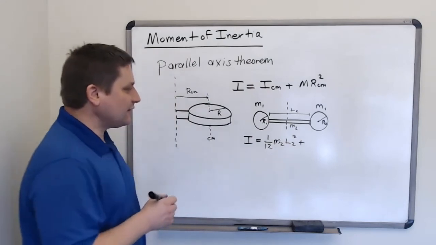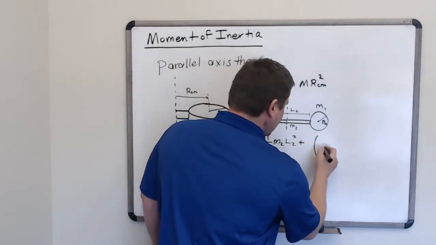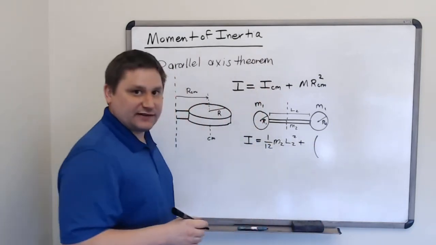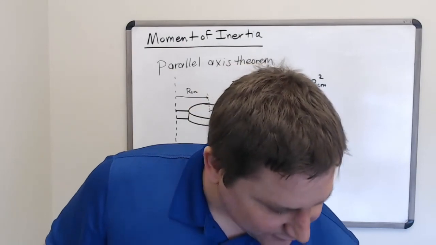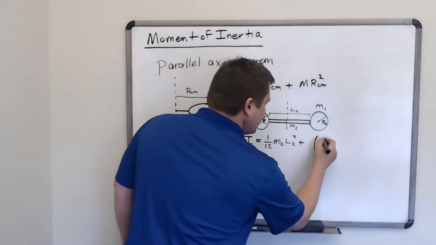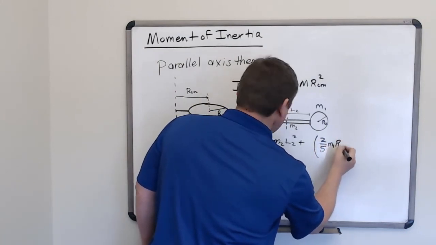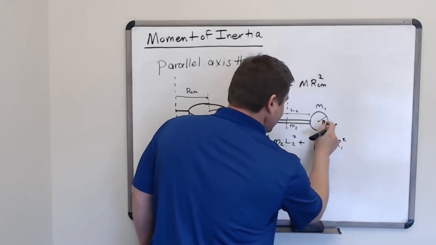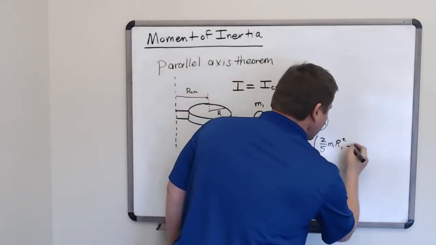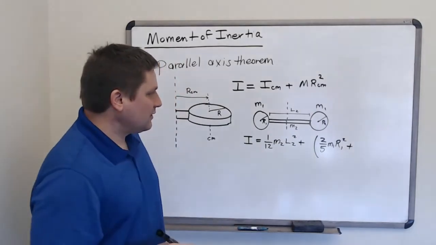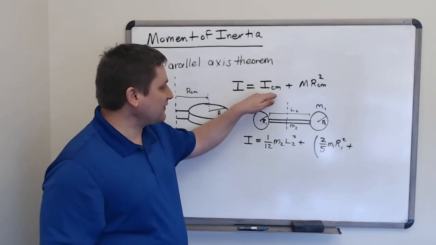Then for the sphere, we would add the moment of inertia about its center. If we look at the table, for a solid sphere, that's 2/5 m1 r1 squared. Both spheres have a radius of r1. That is the moment of inertia of the sphere around its center of mass.